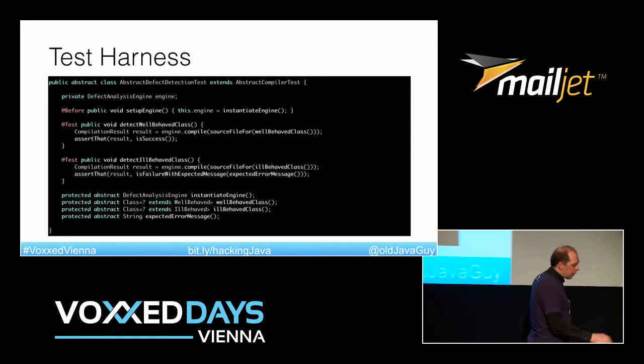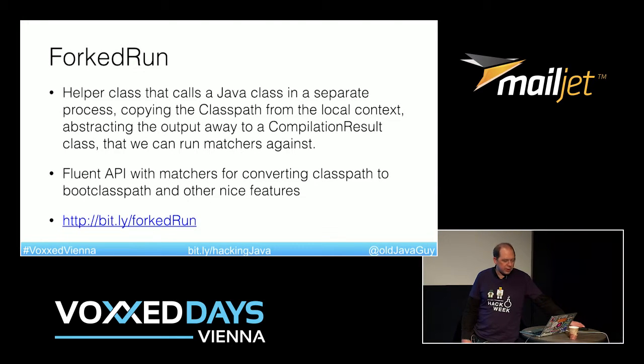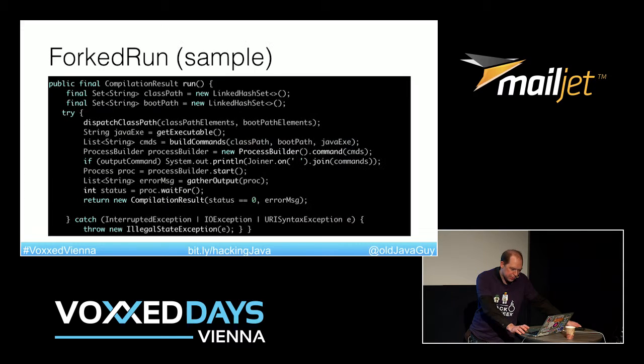To do that, I created a class that I called ForkedRun, because basically I need to create a forked Java process for each of the compilation runs and evaluate the output. And depending on the framework, I sometimes have to put libraries on the class path, sometimes on the boot class path, etc. And this ForkedRun class encapsulates all that magic. You can have a look at that on GitHub. So here's some sample code on it.